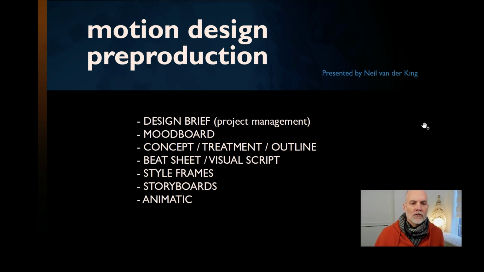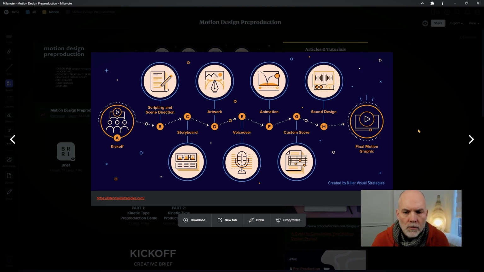Okay, so first and foremost, design brief. Now, I have some excellent resources for you over in my Milanotes that I'll be sharing with you up on our Blackboard. But I wanted to show this one first, from Killer Visual Strategies, going from this huge big picture: scripting, scene direction, storyboarding, artwork, voiceover, animation, custom score, sound design, and then actually animating.